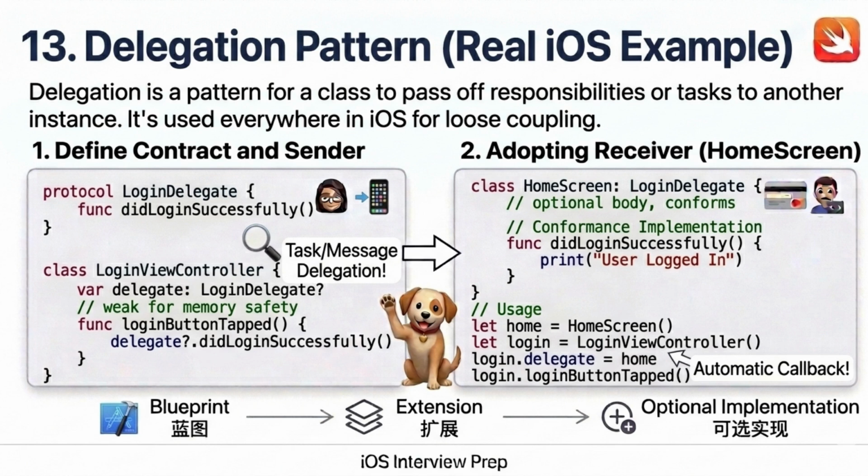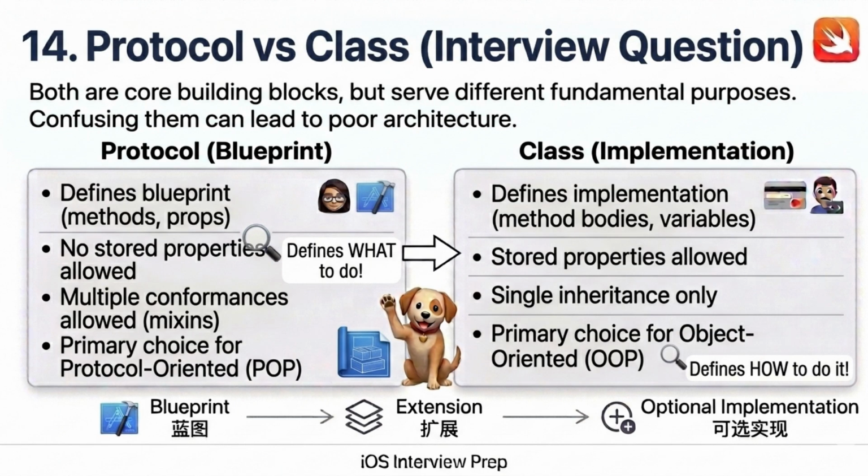Now we have the delegation pattern, which is a protocol having a LoginDelegate, and we have created a function inside that. Now we have a HomeScreen conforming to the protocol, didLoginSuccessfully. You can check out the example, which is a very useful delegation pattern and a very commonly used function of protocols. You can check out the syntax by pausing this video.